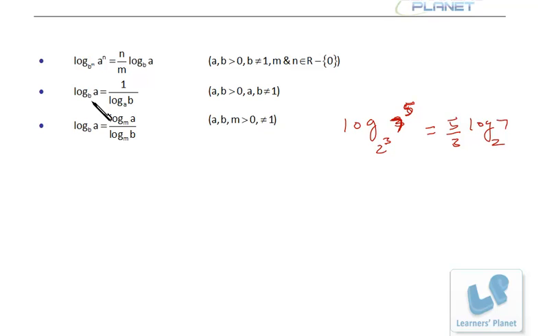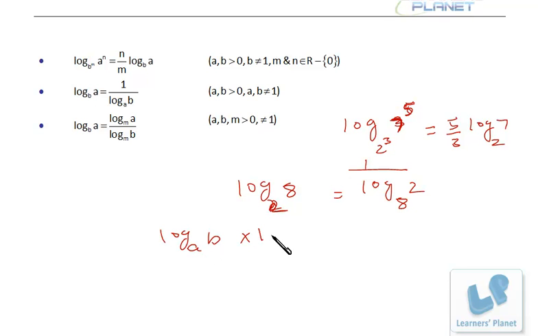Now log a to the base b, here the base is b, and if you wish to change the base, it will be 1 upon log b to the base a, right? Suppose log 8 to the base 2, it's actually 1 upon log 2 to the base 8, precisely. Okay, so when you wish to interchange the base and index, it's 1 upon the same. So log a to the base b is equal to 1 upon log b to the base a, precisely log a to the base b into log b to the base a is 1.